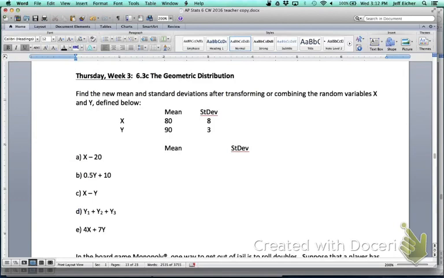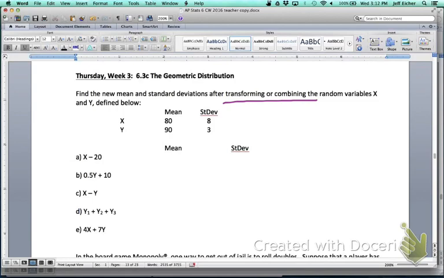So today's lesson is our last lesson in this chapter. It's about the geometric distribution. But first, we'll do a little review, a little warm-up, as it were, based on the previous lesson. So find the new mean and standard deviations after transforming or combining the random variables X and Y stated below.